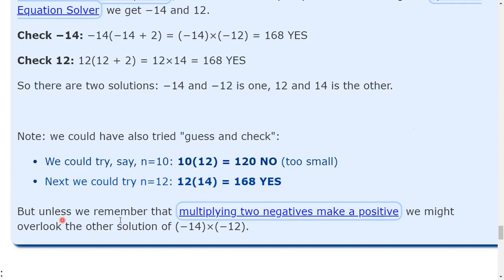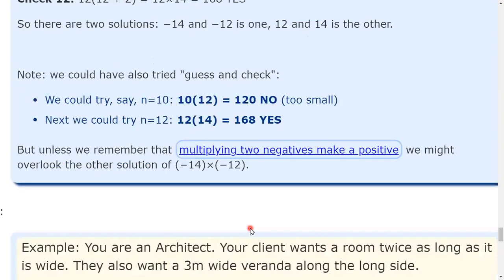But unless we remember that multiplying two negatives makes a positive, we might overlook the other solution. So we also have to keep in mind that if the two numbers are negative, we multiply these two: minus 14 and minus 12. So you will reach the answer. Okay, I'm sure that you got the idea how to find the two even integers.